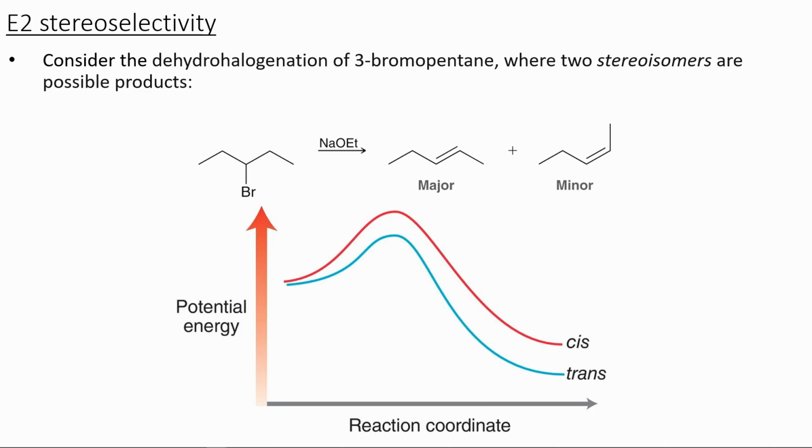Let's take a look at 3-bromopentane. If we were to undergo an elimination reaction with this molecule, there are two types of stereoisomers that can be obtained. The major will be the trans isomer and the minor will be the cis isomer. And we just talked about the trans isomer being more stable, and so the relative energy of the trans isomer is lower, and the activation energy needed to get to the trans isomer is also a smaller amount.